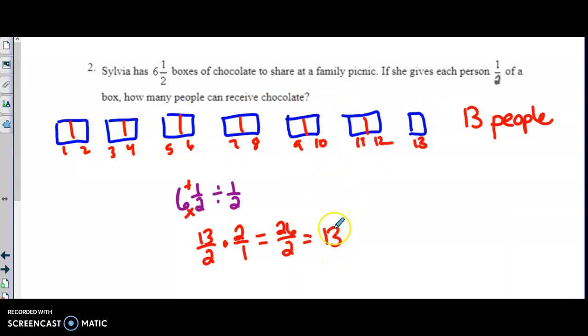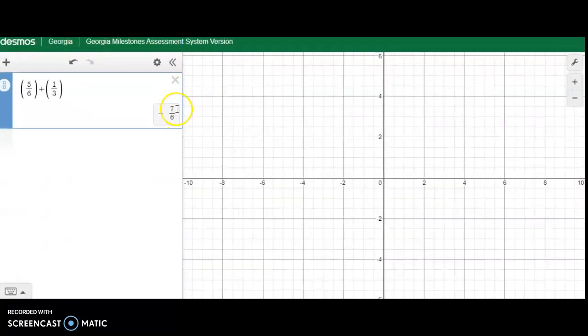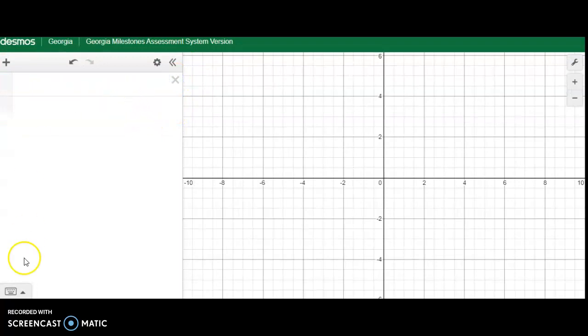And just as a reminder, you can just type that in Desmos. So if we did 13, oops, let me clear this out.